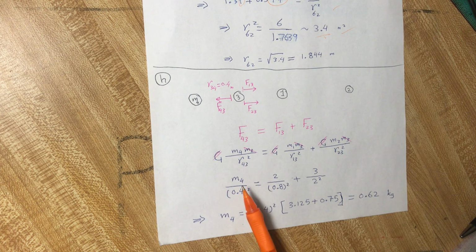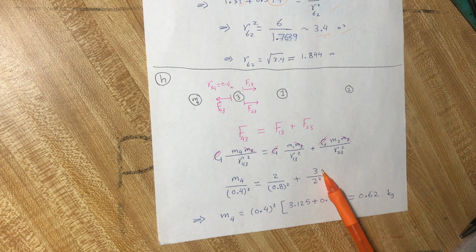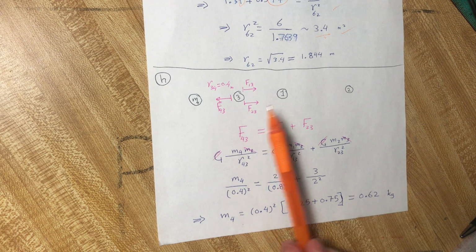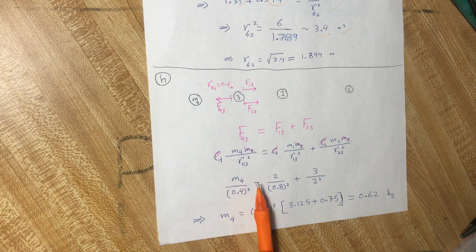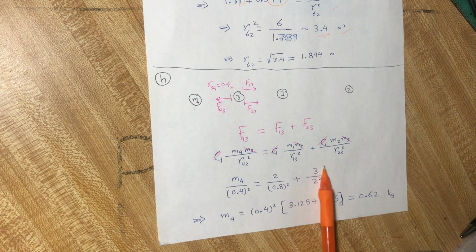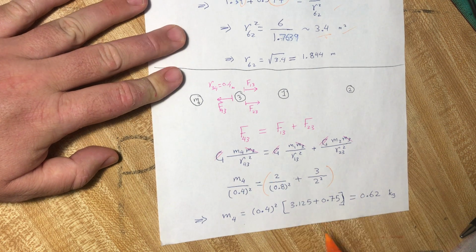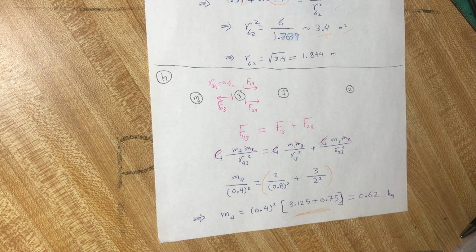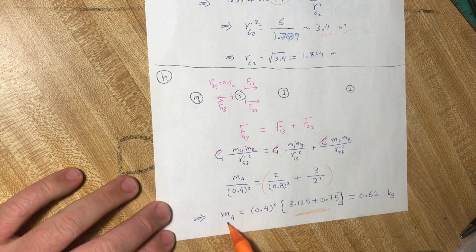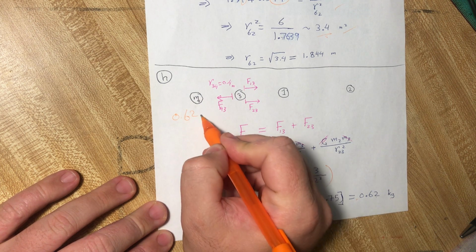We have the original question. The second mass is 3. The distance between the second and the third is 2 meters squared. Then the mass number 4 is equal to 0.4 squared multiplied by this value. This value is this. I just simplify the solution step by step, okay? Now this will be equal to 0.62 kilograms. So M4 is equal to 0.62 kilograms.